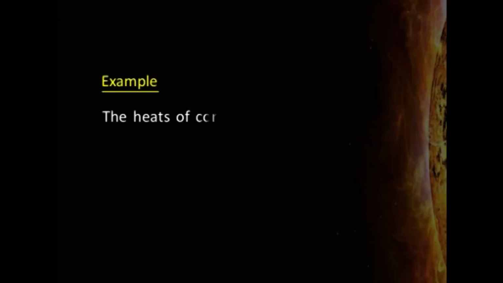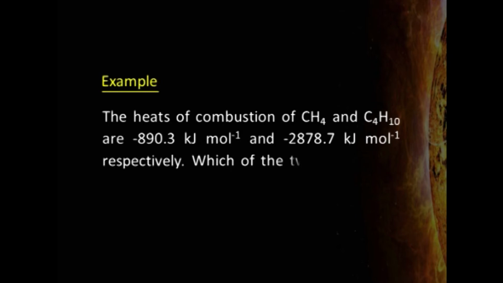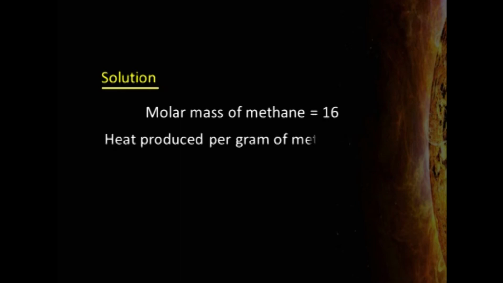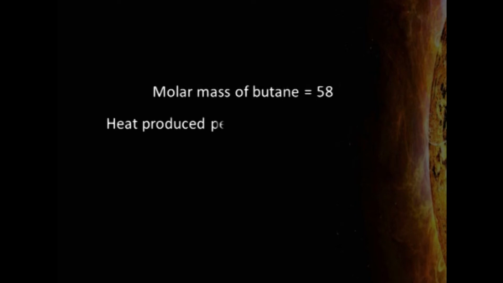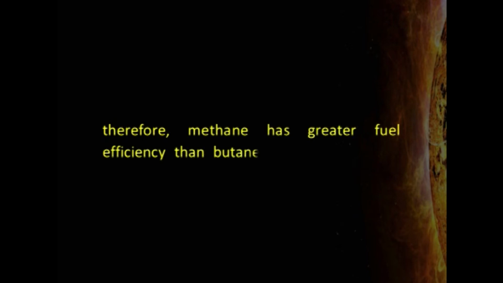Here is an example to calculate the fuel efficiency or calorific value of the fuel. The heats of combustion of CH4 and C4H10 are minus 890.3 kilojoule per mole and minus 2878.7 kilojoules per mole respectively. Which of the two has greater efficiency as fuel per gram? As molar mass of methane is 16, heat produced per gram of methane will be equal to 890.3 upon 16, which is equal to minus 55.6 kilojoules per gram, and molar mass of butane is 58. Hence, heat produced per gram of butane will be equal to 2878.7 divided by 58, which is equal to minus 49.63 kilojoule. Hence, fuel efficiency of butane will be equal to 49.63 kilojoules per gram. Therefore, methane has greater fuel efficiency than butane.